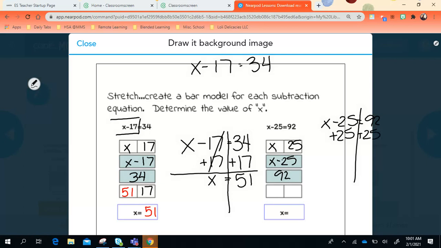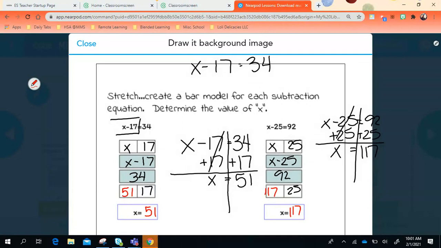What is negative 25 plus 25? Gives me 0. What is 92 plus 25? 117. So I get 117. So I'm going to show you something real quick.